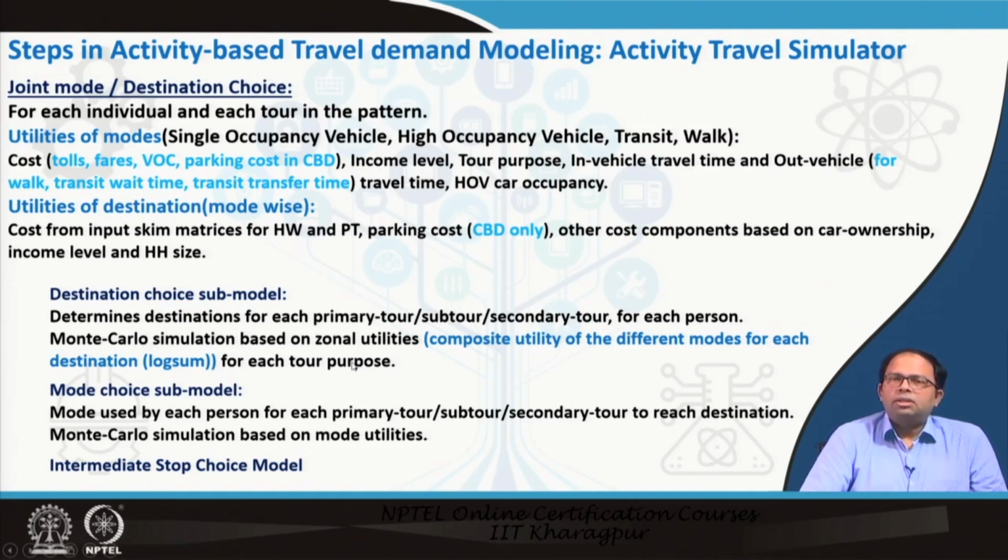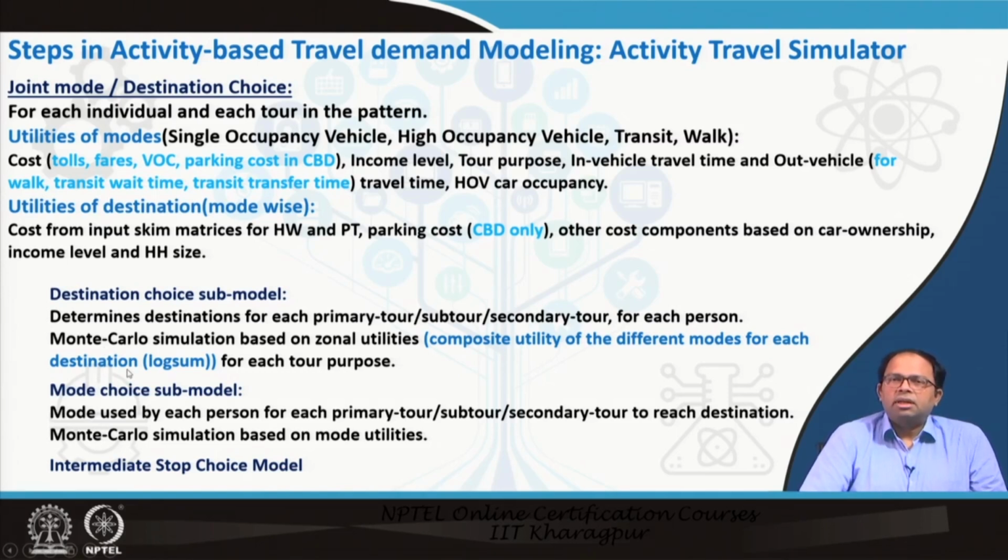Destination choice is determined for different kinds of tours, subtours, secondary tours and so on, and here again we do Monte Carlo simulation, but we use zonal utilities and the composite utility of the different modes for each destination, the log sum. So, this is a nested choice model. First we have destination choice, we have mode choice. The log sum measure from the mode choice is used in the destination choice model. So, the mode choice is conditional upon the destination choice. This is how we do a joint destination mode choice model.